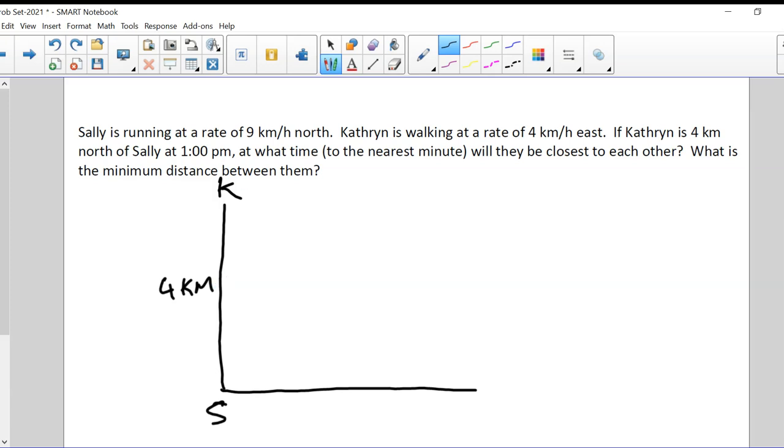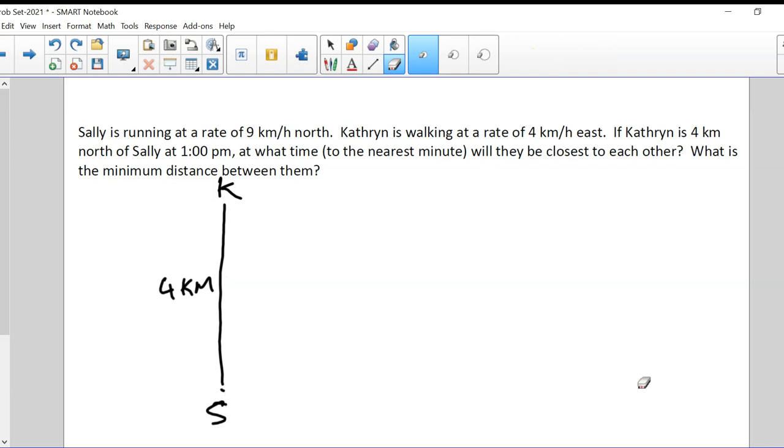And Catherine is walking at a rate of 4 kilometers east. Actually, it's the other way. So let me put this on top. Let me erase this here. I'm so scared of erasing right now. Anyway. Okay. So Catherine is walking at a rate of 4 kilometers per hour east.